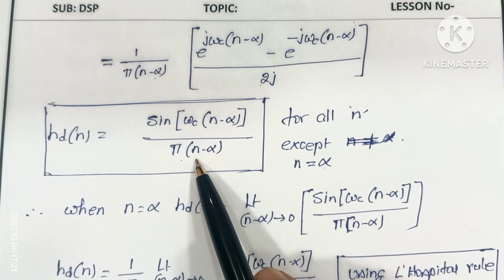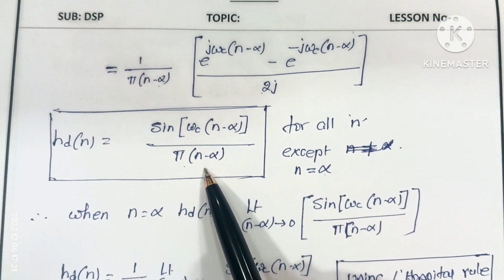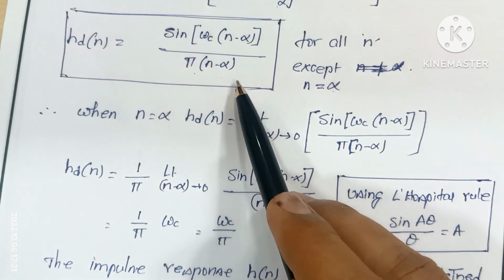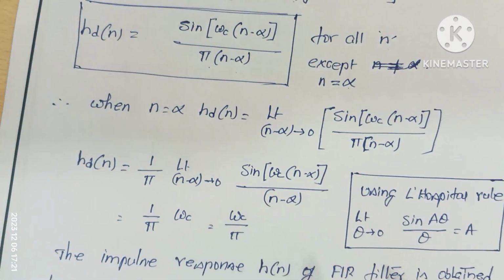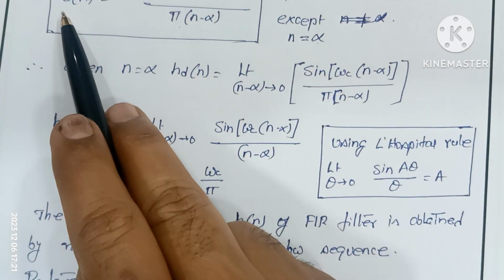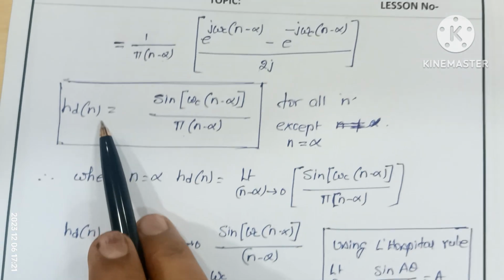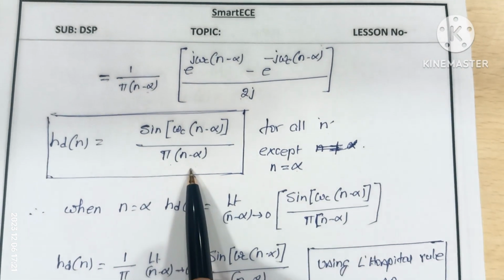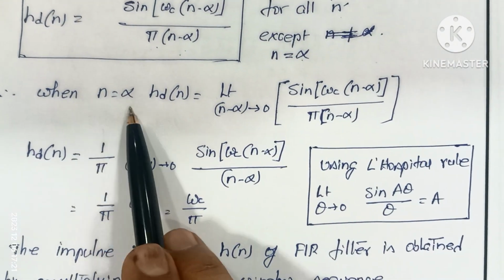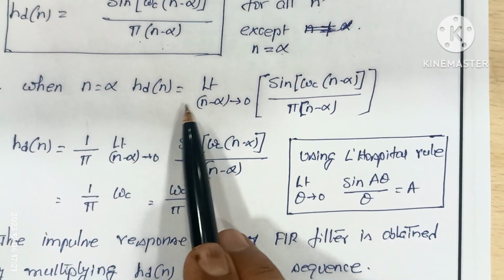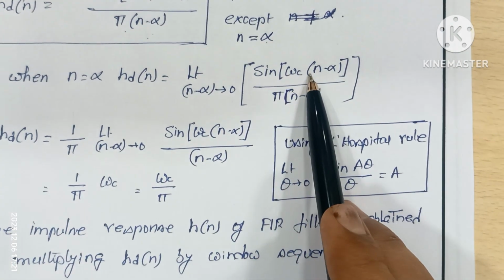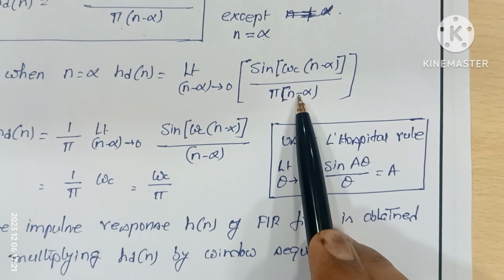What happens if you substitute n equal to alpha? It will become 0 by 0, which is an indeterminate form. So in order to simplify this, we have to apply L'Hospital's rule. Why? Because we want to know what is the value of HD of n when n is equal to alpha. So we have to apply L'Hospital's rule: when n equal to alpha, HD of n is the limit as n minus alpha approaches 0 of sine theta by this actual function, which we have to write.